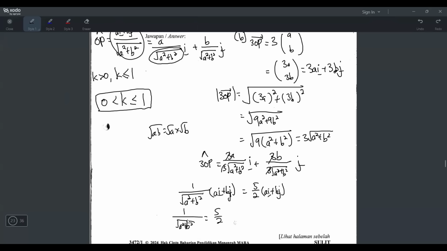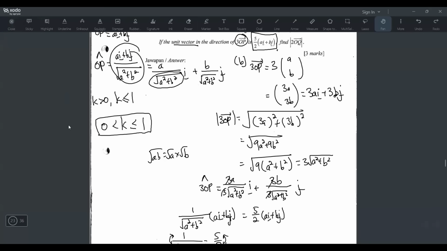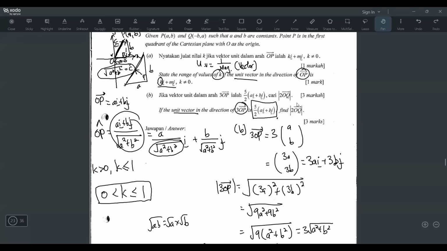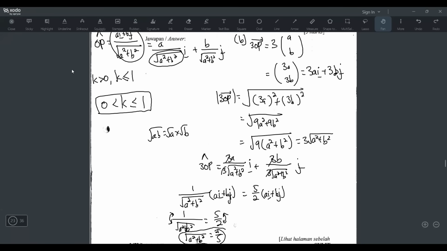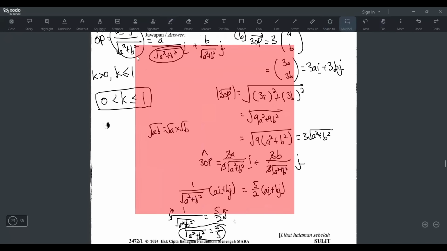And I want to find square root A square plus B square. So actually you can flip these two numbers. Yeah, you can flip, but make sure you flip both sides also. So this will become square root A square plus B square, and 5 over 2 becomes 2 over 5, right? And let me tell you, this information will help you do the magnitude of 2OQ later. Yeah, because when you find the magnitude of 2OQ, let me show you.